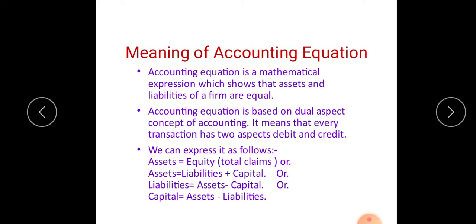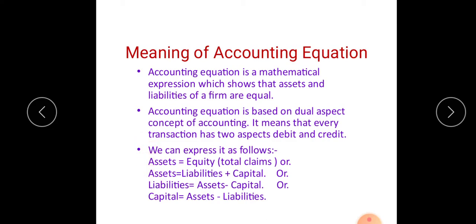See, assets are equal to liability plus capital. This is accounting equation. It can be expressed as assets is equal to equity, total claims. Okay. Then liability is equal to asset minus capital. It can be expressed as capital is equal to asset minus liabilities. There are four ways. Okay.